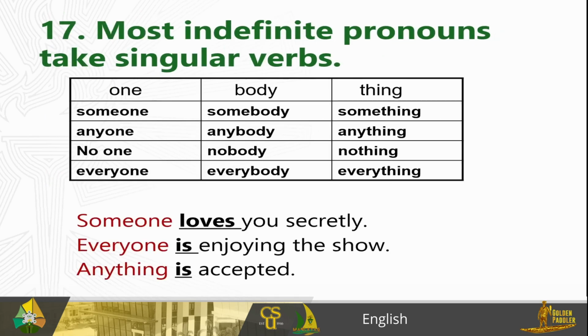Number 17. Most indefinite pronouns take singular verbs. These are some examples of indefinite pronouns: one, as in someone, anyone, no one, everyone; body, as in somebody, anybody, nobody, everybody; thing, as in something, anything, nothing, everything. For example, someone loves you secretly. Everyone is enjoying the show. Anything is accepted.